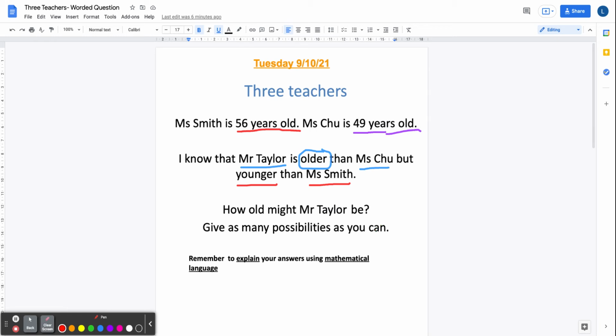So this is a bit of a wordy question, and we're going to have to put our thinking brain on to understand it. But we have 3 teachers. We have Miss Smith, Miss Chu, Mr. Taylor. We know Miss Smith is 56 years old, and we know that Ms. Chu is 49 years old, but we don't know how old Mr. Taylor is. But they've given us some clues. They have said that Mr. Taylor is older than 49. So he's older. So the number has to be bigger than 49.